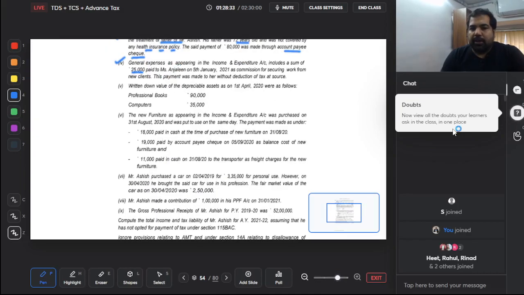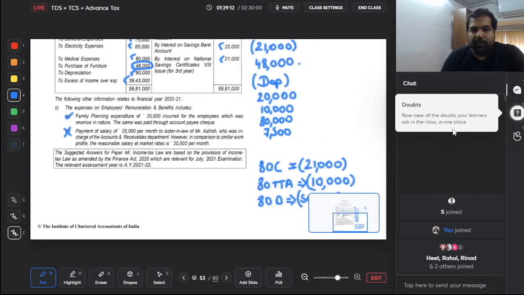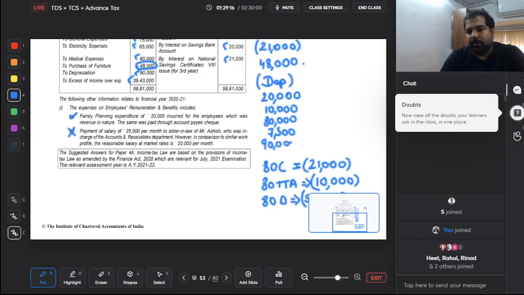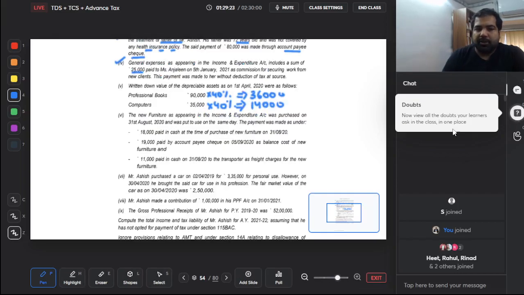Next, written down value of depreciable assets as on 1st April 2020 was as follows. Professional books 90,000, computers 35,000, on which we'll have to calculate depreciation. Professional books 40%, so 90,000 into 40% is 36,000, and computers also 40%, so 35,000 into 40% is 14,000. This is depreciation as per Income Tax Act. 36 plus 14 is 50,000. What have you written? You have written 90,000, so please add back 90,000, and I'm writing here minus 50,000. That is the depreciation calculation for this point.